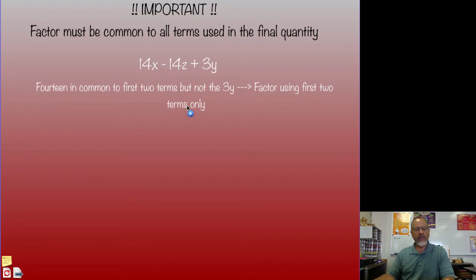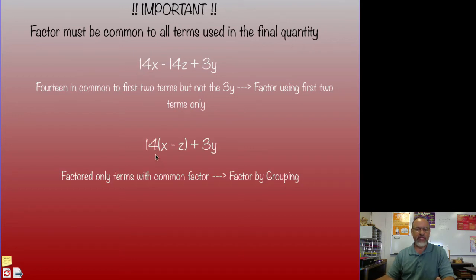So what I can do is factor the first two terms only. I can divide each of those by 14. So the 14x divided by 14 leaves me 1x. The 14z divided by 14 leaves me 1z. Those were the only terms that have this in common, so those are the only terms then that have the parentheses around them. And then I leave the 3y out here by itself. I didn't do anything to it, so I have to keep it so it stays there.